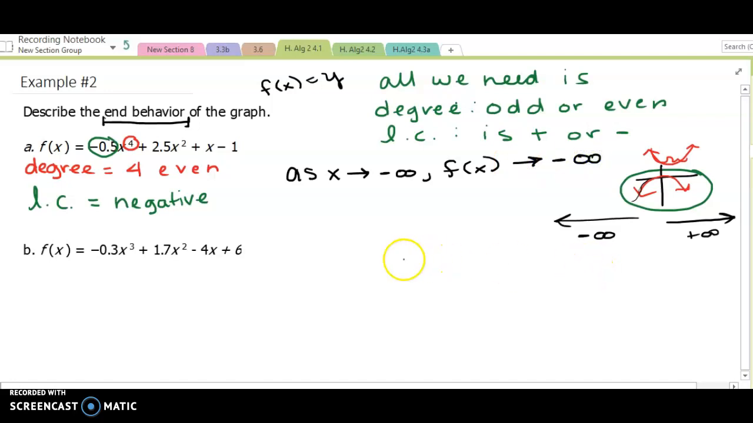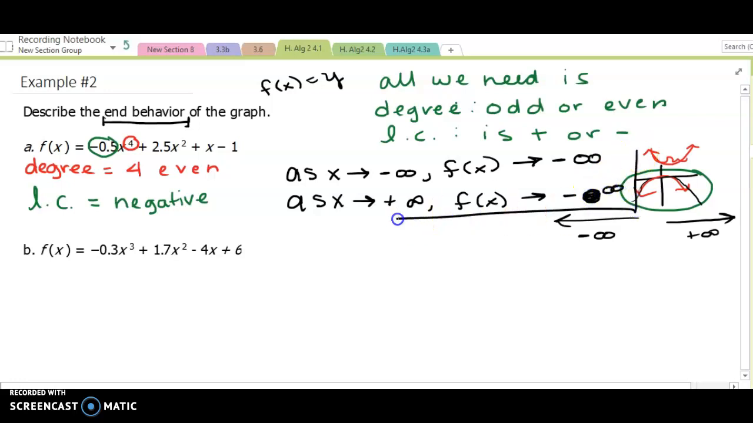Okay, so that's one part of it. And then we have the other part when x goes to positive infinity. So as x goes to positive infinity, comma, f of x, or y, once again, as we keep going to the right, we also keep going down, down, down, towards negative infinity again. Oops, not negative 8, negative infinity. So this would be how we'd write our end behavior of this graph.